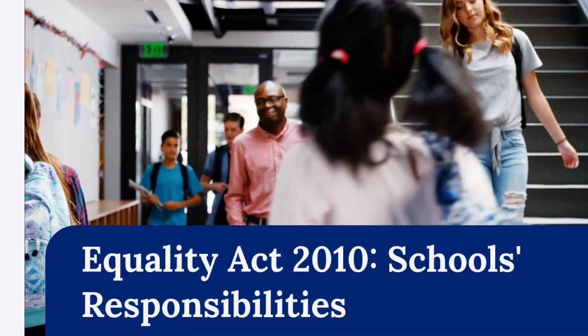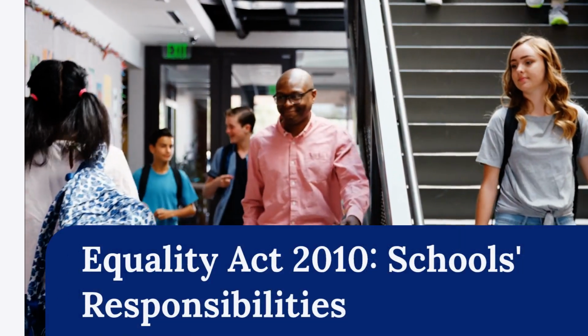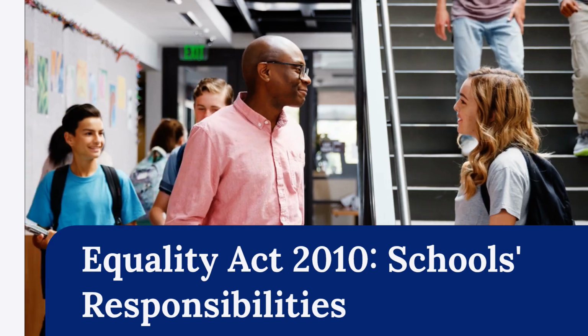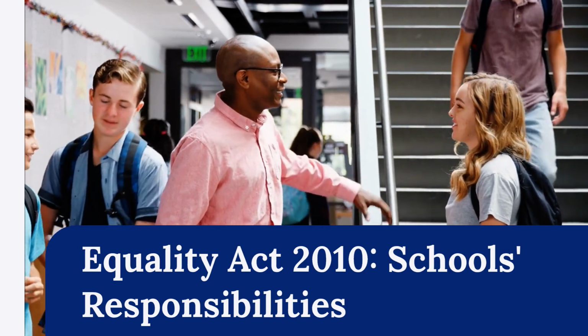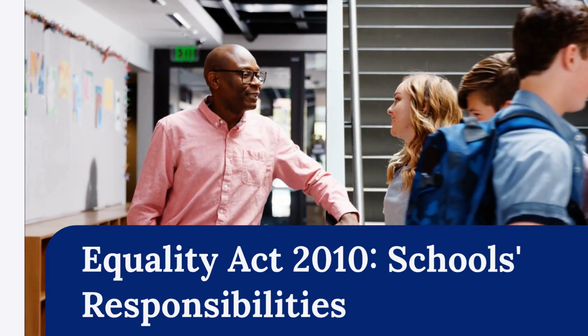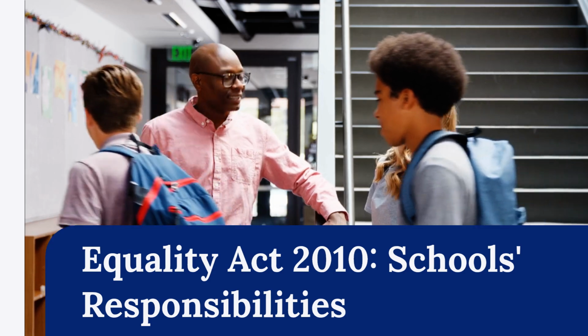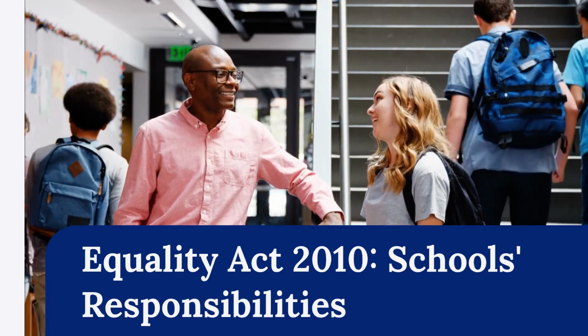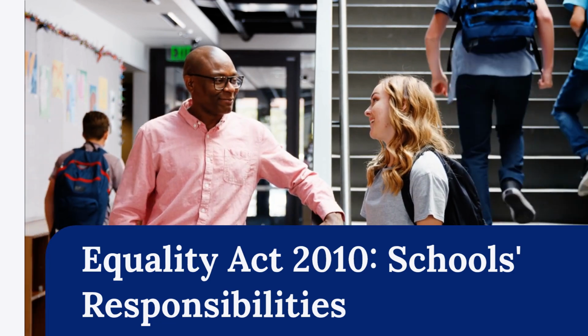The Equality Act 2010 protects against discrimination in schools. It defines 9 protected characteristics, including age and disability. Schools must make reasonable adjustments for disabilities. The Act intersects with safeguarding through prejudice-related abuse. Schools must publish equality information and objectives regularly.